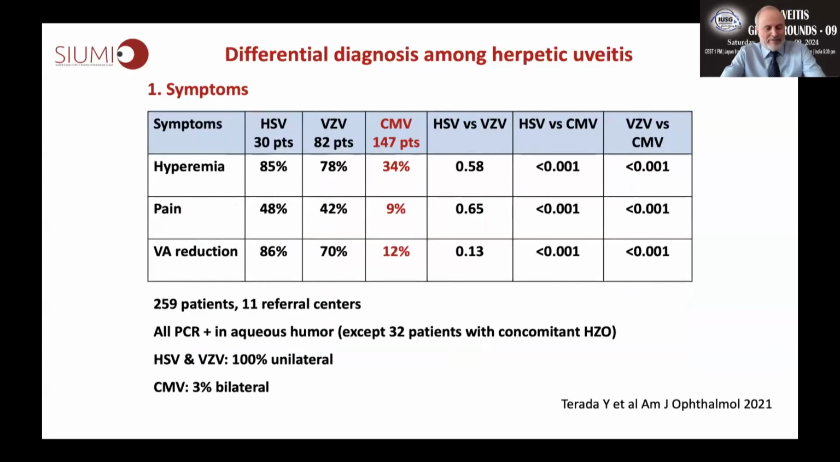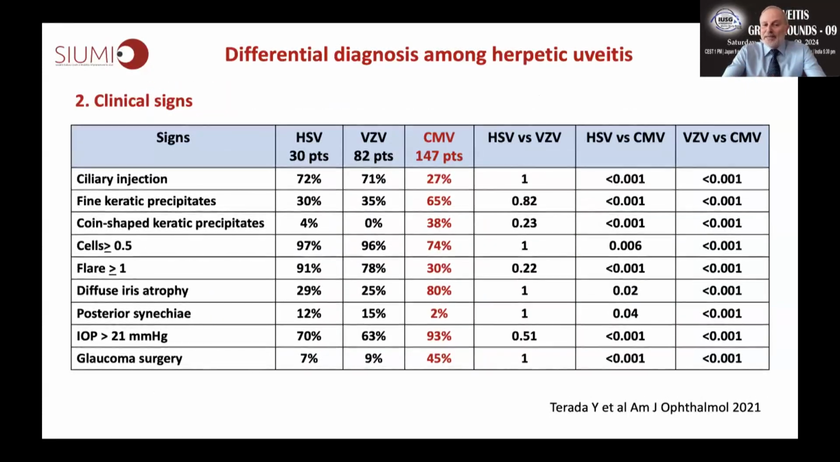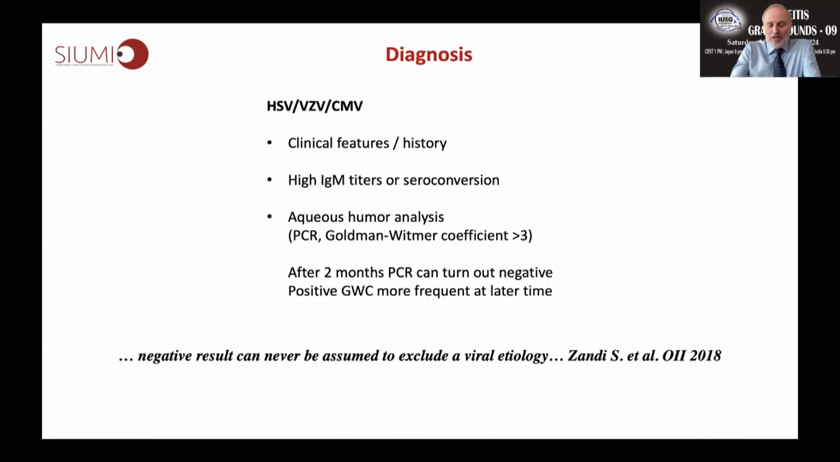For CMV, you will have less hyperemia than in HSV and VZV patients, less pain, and less visual reduction. But also, if you consider all the clinical signs, you can have less ciliary injection, more frequent fine keratic precipitates and cone-shaped precipitates, less inflammation in the anterior chamber, and diffuse iris atrophy is typical of CMV uveitis, not typical of VZV and herpes simplex, which usually show a patchy iris atrophy. So the diagnosis can be made on clinical features and the history of the patient, but it's very infrequent to find IgM titers or seroconversion.